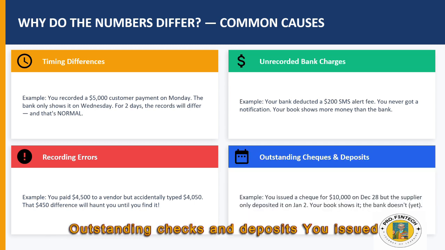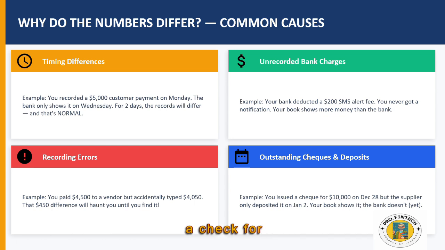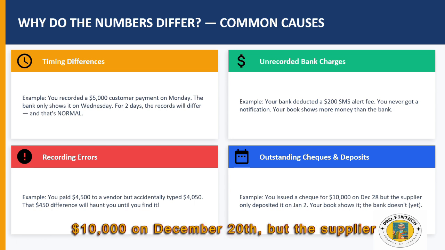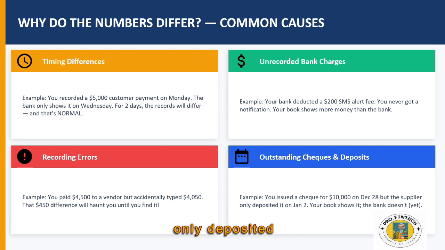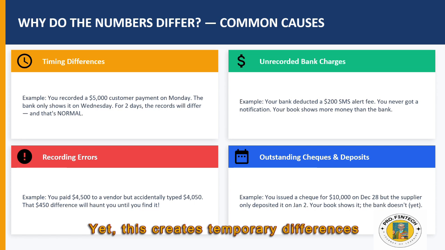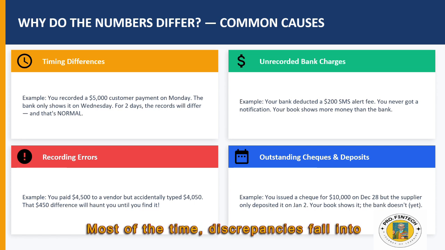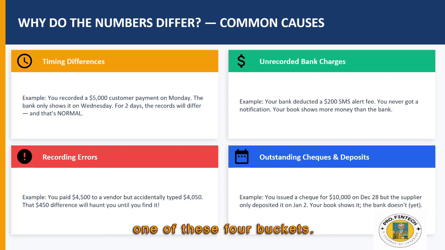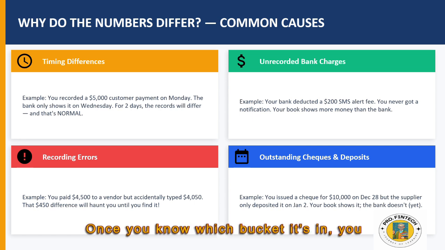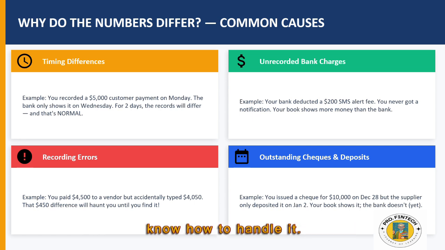Number four, outstanding checks and deposits. You issued a check for $10,000 on December 20th, but the supplier only deposited it on January 2nd. Your books show the payment. The bank's records don't. Yet this creates a temporary difference that is completely legitimate. Most of the time, discrepancies fall into one of these four buckets. Once you know which bucket it's in, you know how to handle it.